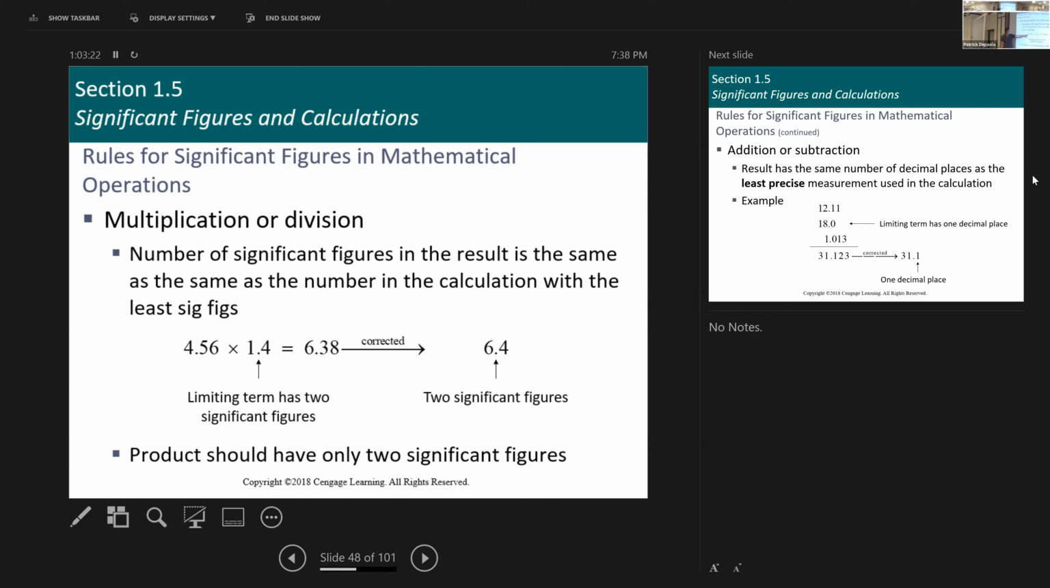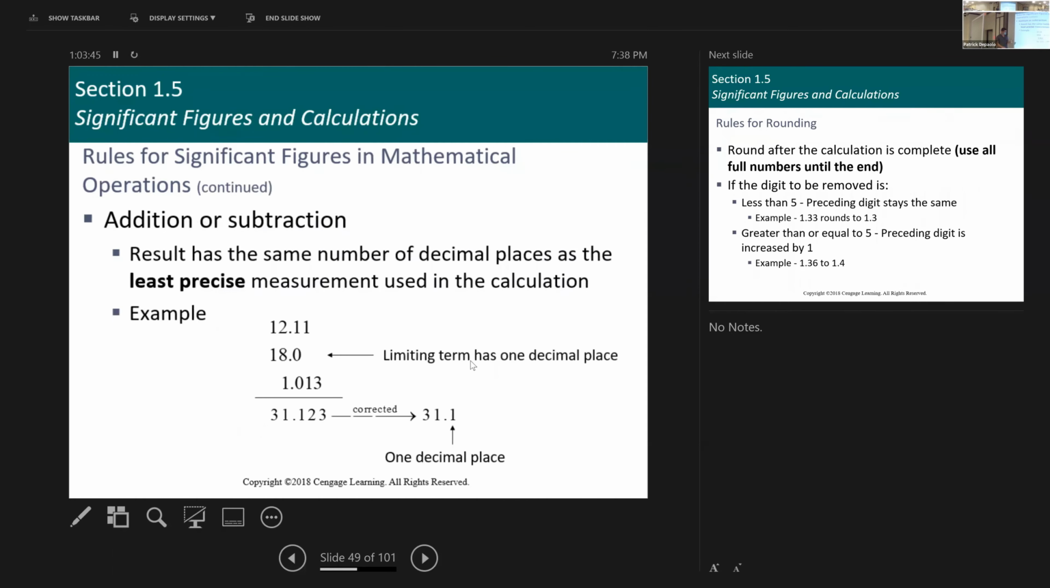So if you put in 4.56 times 1.4 into the calculator, you would get 6.38. But we know that our least sensitive number is 1.4. So that means it has 2 sig figs. Our answer should have 2 as well. Make sense? Cool. For addition and subtraction, here we go.